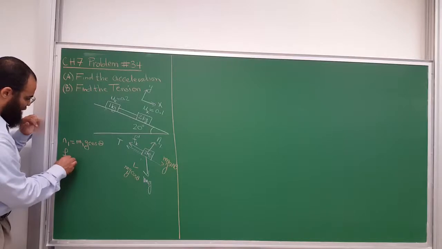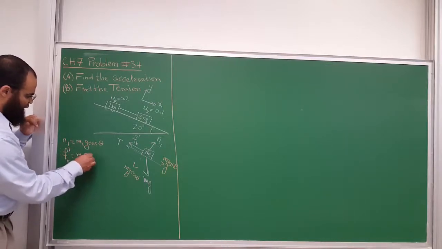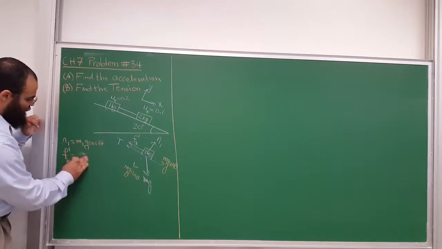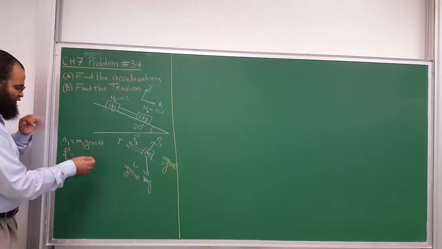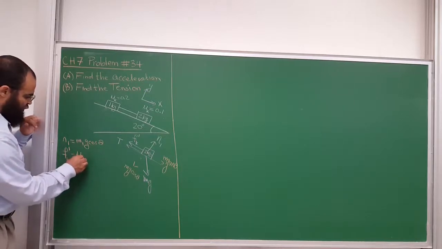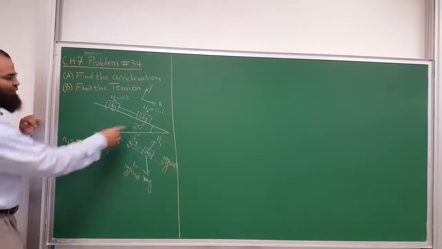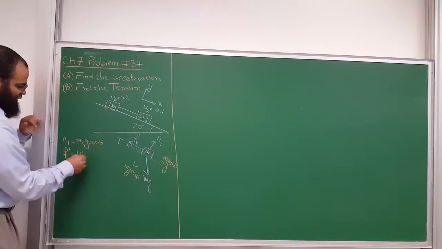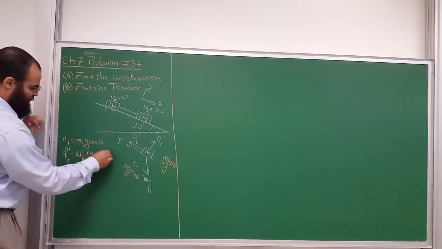and therefore the force of friction, F kinetic friction 1, will equal the coefficient of friction times the normal force, so it would be mu k, and it's mu k 1 because we have 2 different mu k's here, so mu k 1 times the normal force, which is m1g cosine theta.